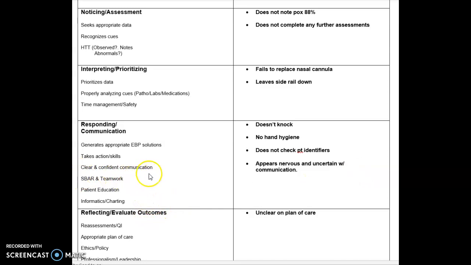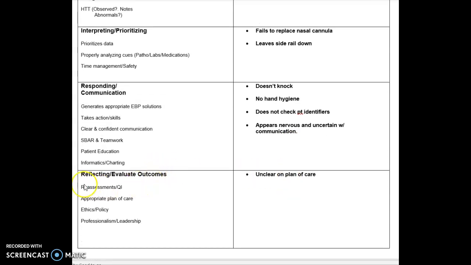And their clear and confident communication was not present. They kind of appear nervous and uncertain with their communication. Evaluating outcomes, there were no reassessments done, and they seemed confused about the plan of care. In fact, the student even states they're unclear about what is going on. Clearly, this does not really portray professionalism.